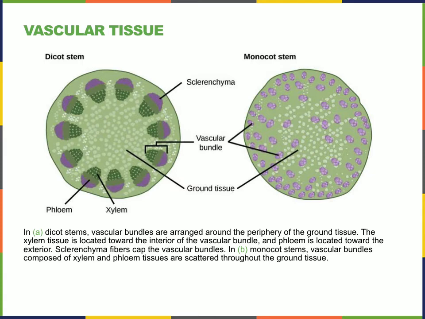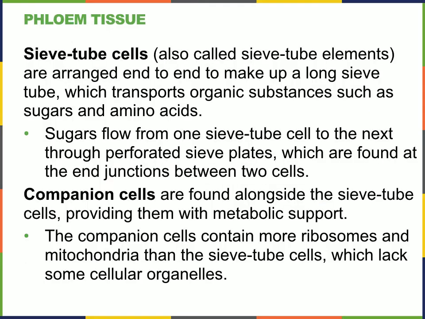In dicot stems, they're usually arranged, this would be like a fleshy plant, in a ring around the edge of the plant. In monocots, it's more of a random arrangement.